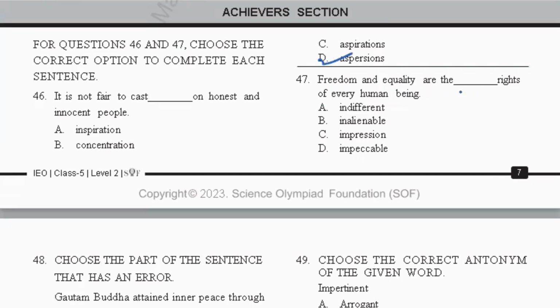Freedom and equality are the dash rights of every human being. So here it should be inalienable. Inalienable means that cannot be taken away from you. So these rights cannot be taken away from anybody. Okay, so it's option B.